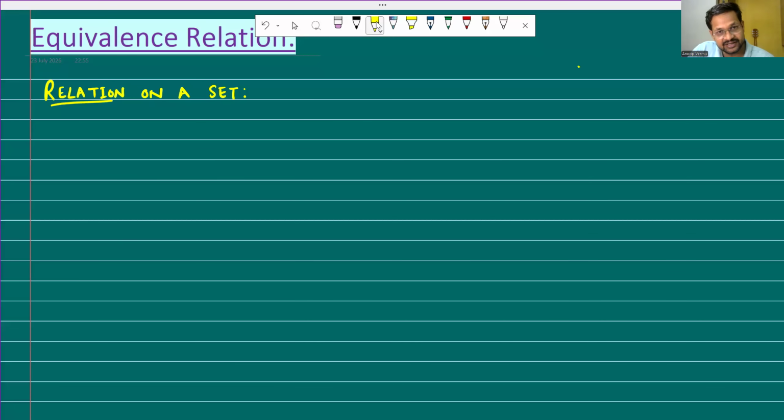So if we are taking a set A, a relation will be a subset of A cross A. We know about the Cartesian product of two sets. If we have two sets A and B, then their Cartesian product is defined in this way: ordered pairs (x, y) such that x is from A and y is from B. So this is the Cartesian product defined.